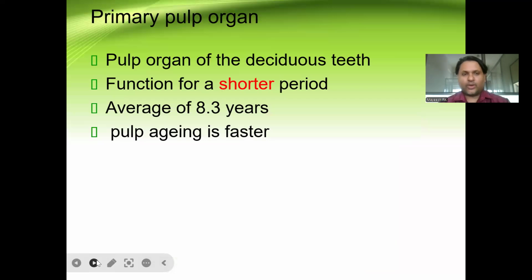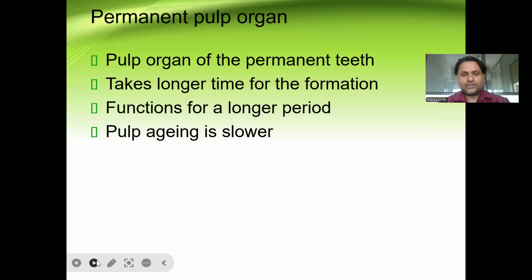In deciduous teeth, we call it the primary pulp organ. It basically functions for a shorter period of time, an average being around 8.3 years. And the pulp aging is faster in the primary pulp organ. Whereas the pulp organ of the permanent teeth takes longer time for formation. It functions for a longer period of time, and the pulp aging is slower.